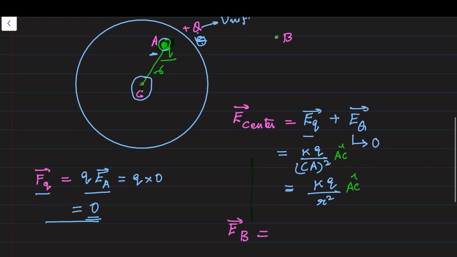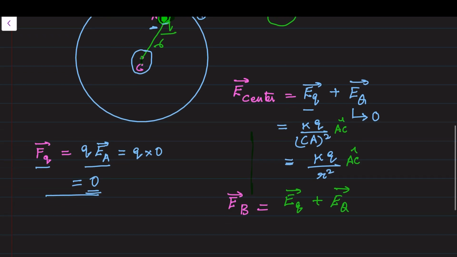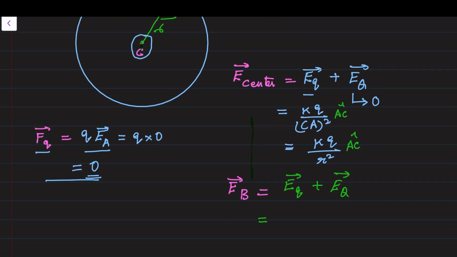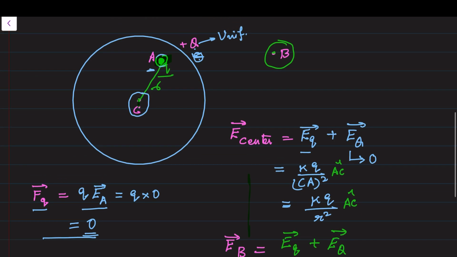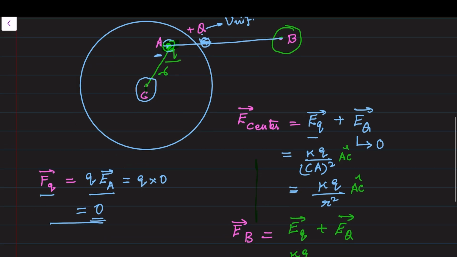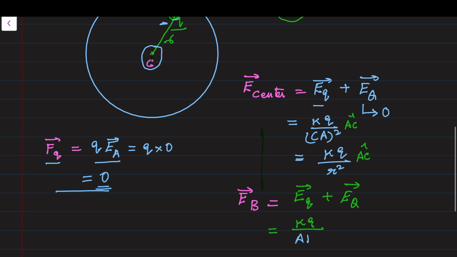Right? Now the third part is we have to find the total electric field at B. Again, the electric field at B is due to the point charge inside the sphere plus due to the charge on the sphere. Now, due to the point charge inside the sphere, the field is KQ upon AB squared, and the direction is along the AB vector. Now, try to see this vector AB.